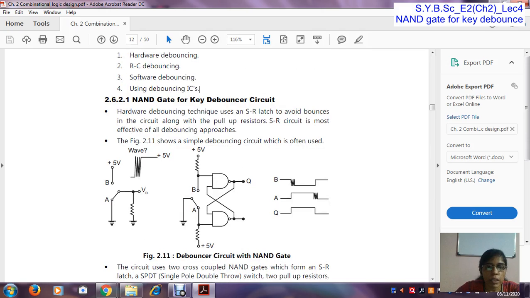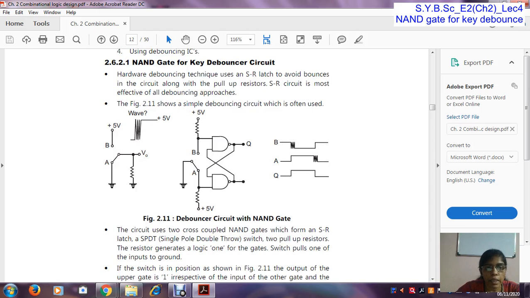Okay. So the hardware debouncing technique uses an SR latch along with the pull-up resistor to avoid the bouncing in the circuit. So the SR circuit is the most effective approach for debouncing. So this is the NAND gate. This circuit is called a NAND gate latch. This NAND gate latch is connected between these two points, point B and point A.